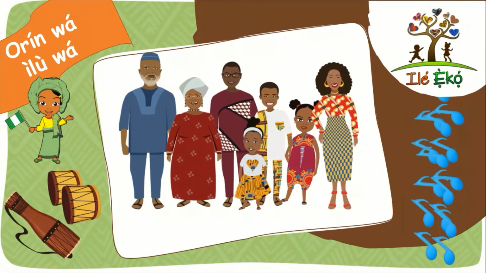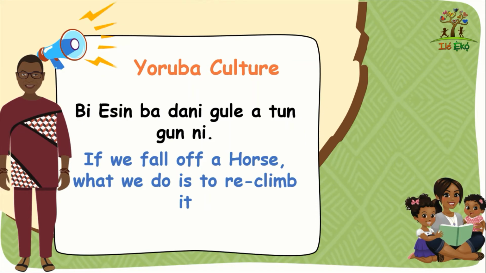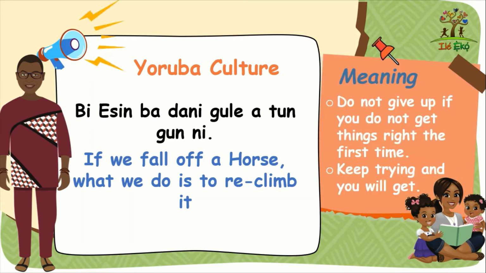Well done, eku ise yin omo dada. Good job. The proverb for today is bi esin ba dani gunle a tun gun ni. It means if we fall off a horse, what to do is to reclimb it. The meaning of that is do not give up if you don't get things right the first time. Keep trying and you will get it.